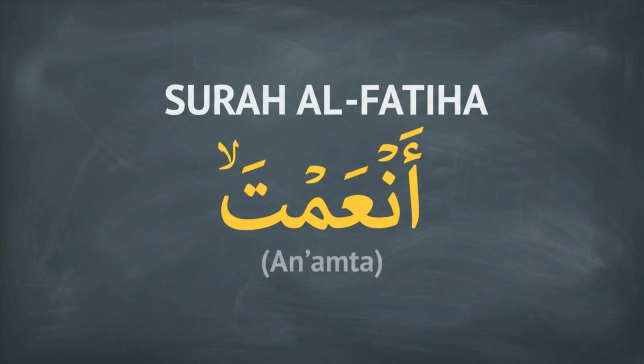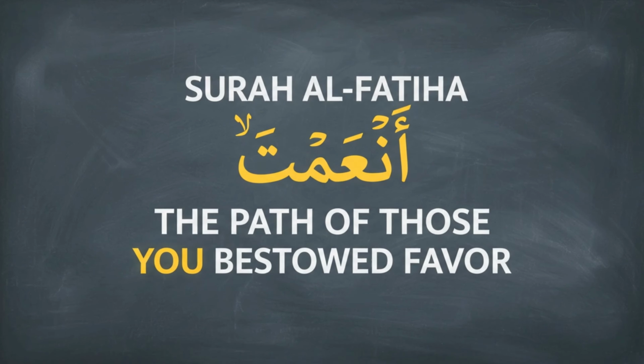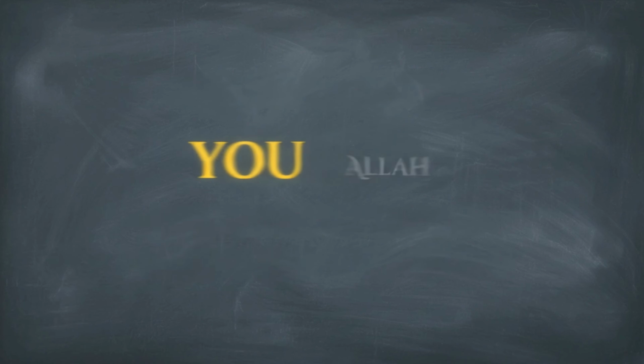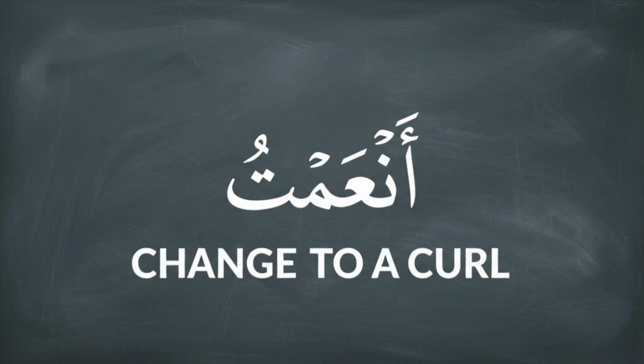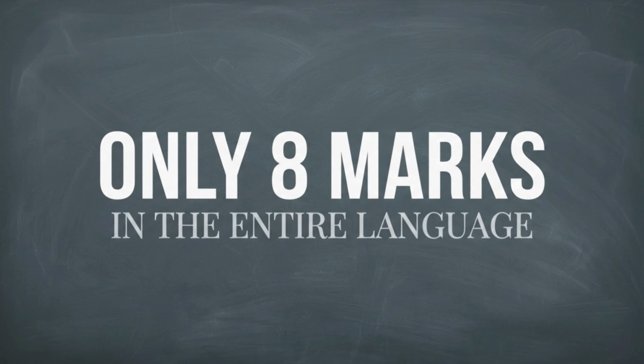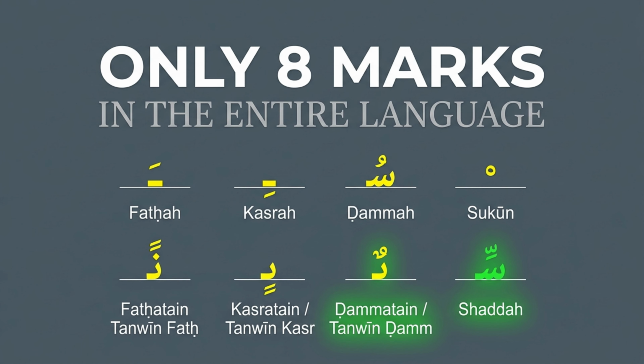If you read Surah Al-Fatḥah and say, An'amta, it means the path of those upon whom you, Allah, have bestowed favor. But change that top mark to a curl, An'amtu, and you just said, I have bestowed favor. There are only 8 of these marks in the entire Arabic language, and once you know them, you can read the Quran. Not memorize it, read it.